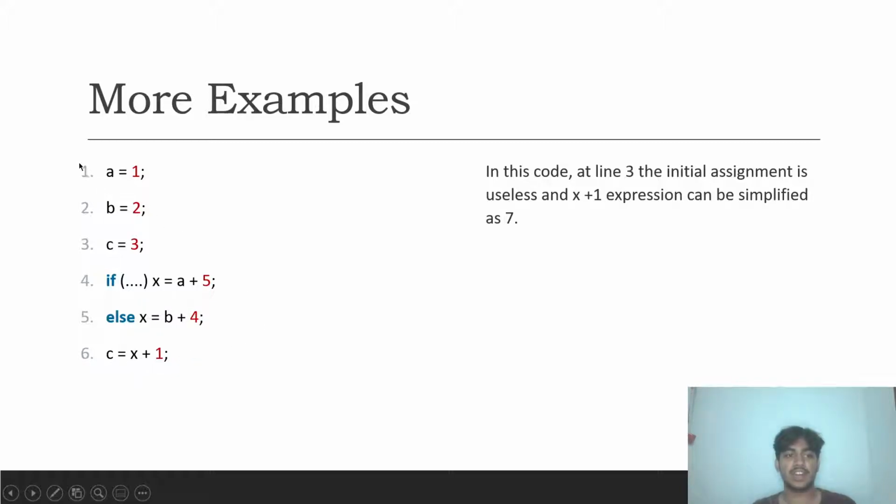So here, instead of writing 6 lines of code, I can basically write c equal to 7 and get away with it. This will reduce the load on your computer, and it will make your compiler's job much easier. This is what the compiler does to optimize your code.